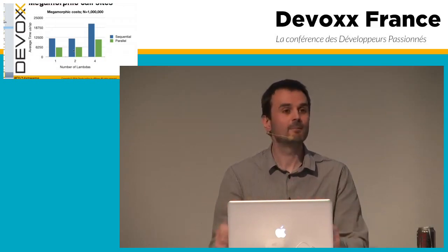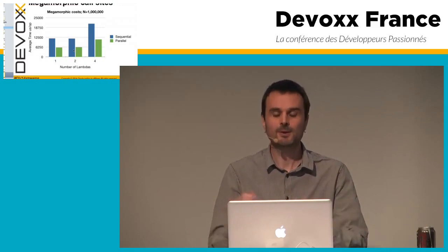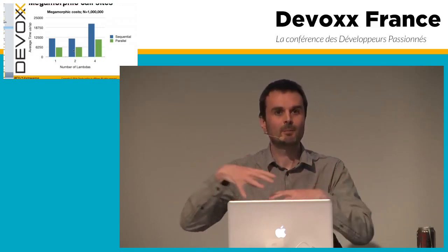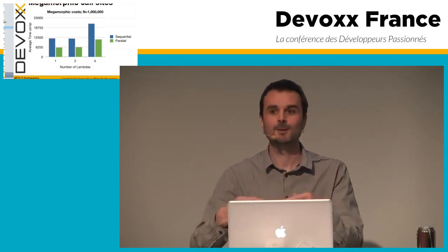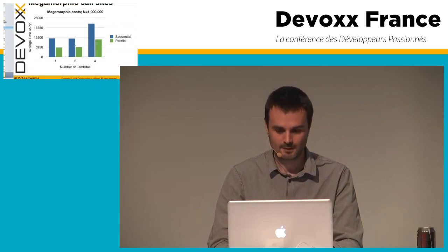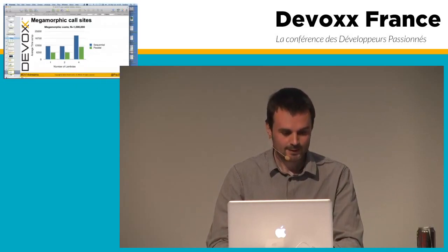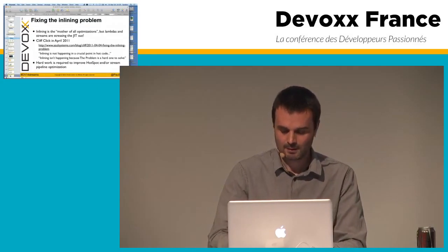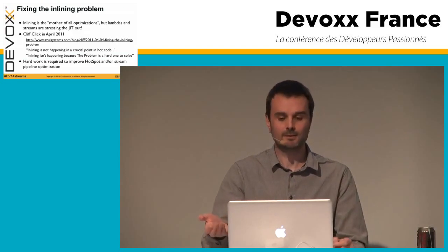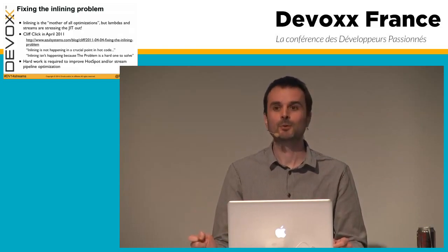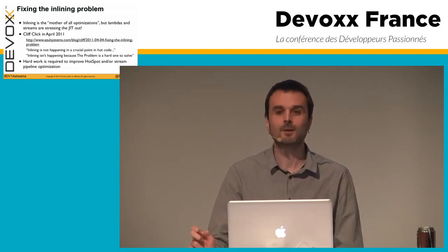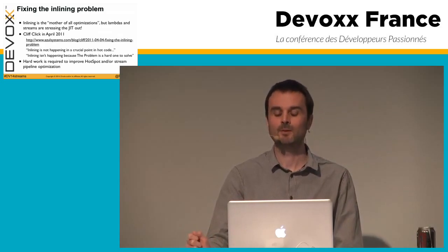This is what will happen in lots of code, not just particular to streams. The way type profiling works is that it can only deal with a certain number of type profiles before it bombs out. That is actually a problem that Cliff Click talked about in April 2001 in a blog. It's well worth reading. Inlining is not happening at the crucial points that we need, and things are not getting optimized. It's a hard problem to solve, and we've got some more work to do.